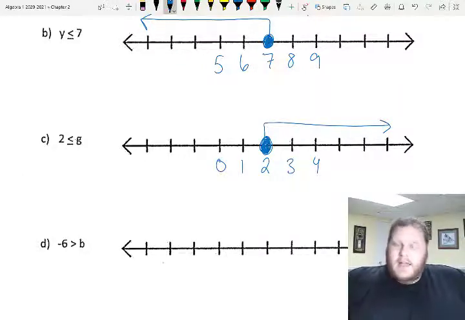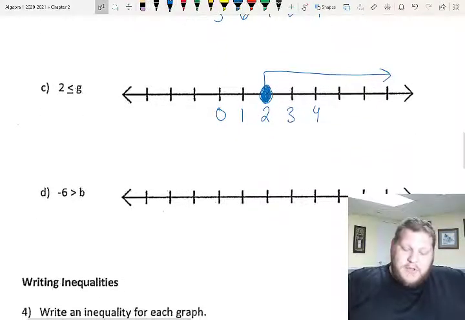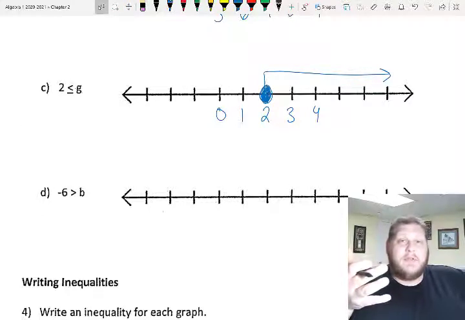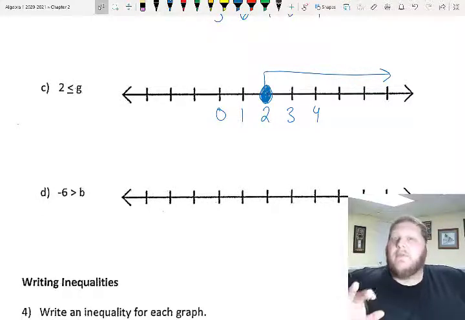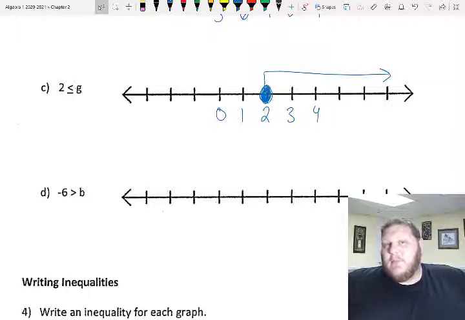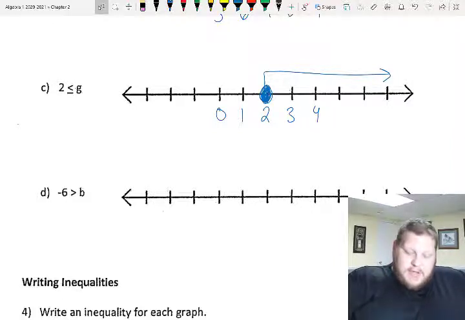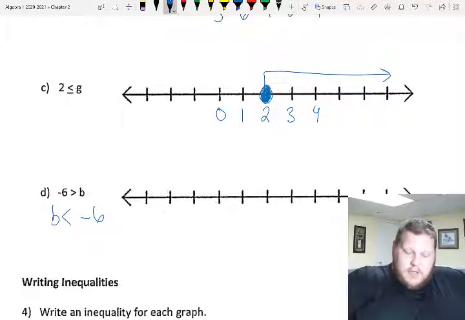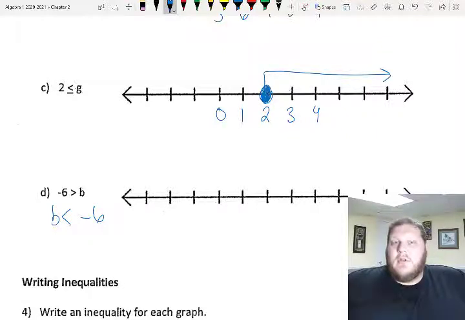Your other option on how to handle these, like if we do this with number 6, what you are allowed to do is to flip the inequality around. But what you have to be careful of is after you flip it, so the variable's on the left, if that makes you more comfortable, you just have to make sure it's still pointing and opening to the same things. So if I wanted to rearrange this, I could put this as B and -6 here. But when I do that, I still have to make sure that B is being pointed to by my inequality. So in this case, B is less than -6.